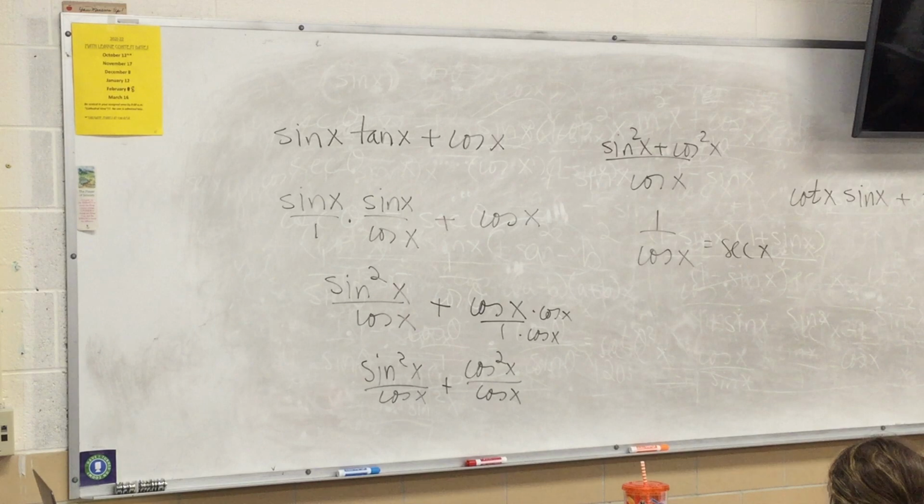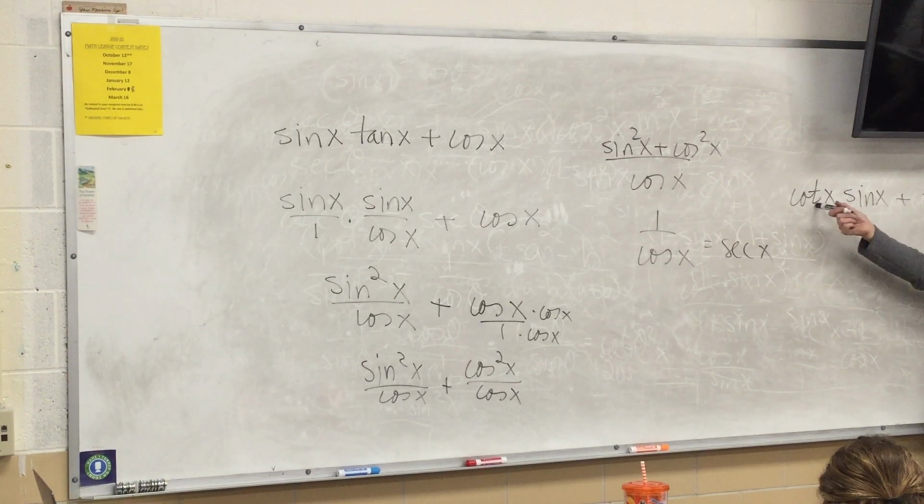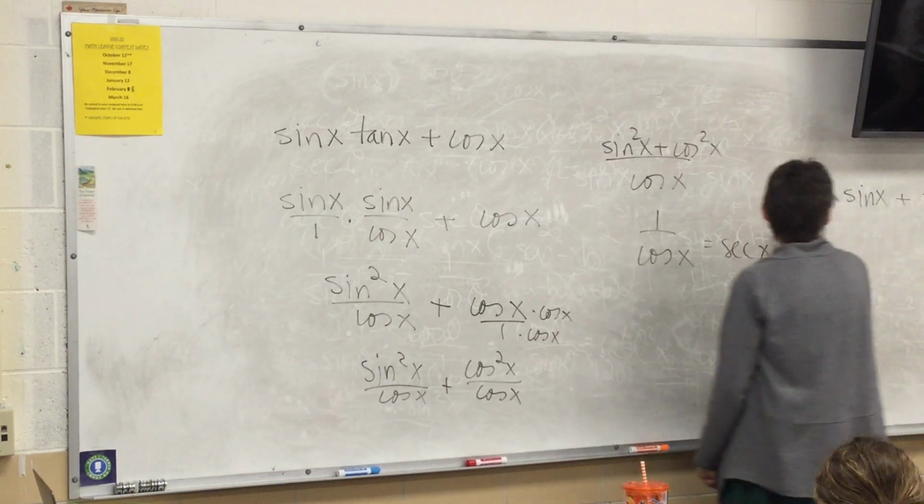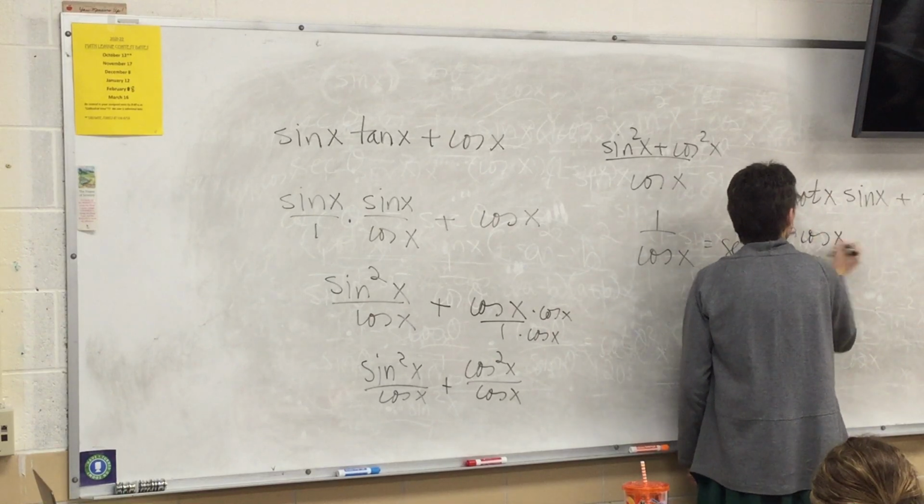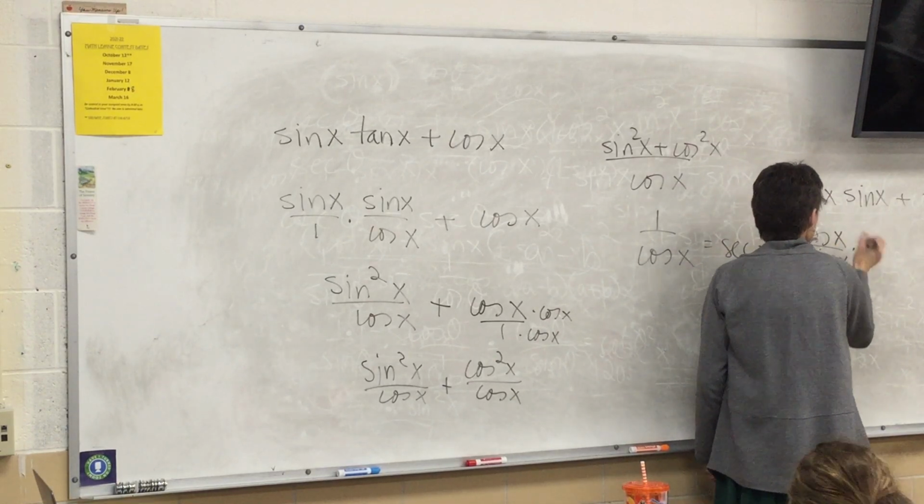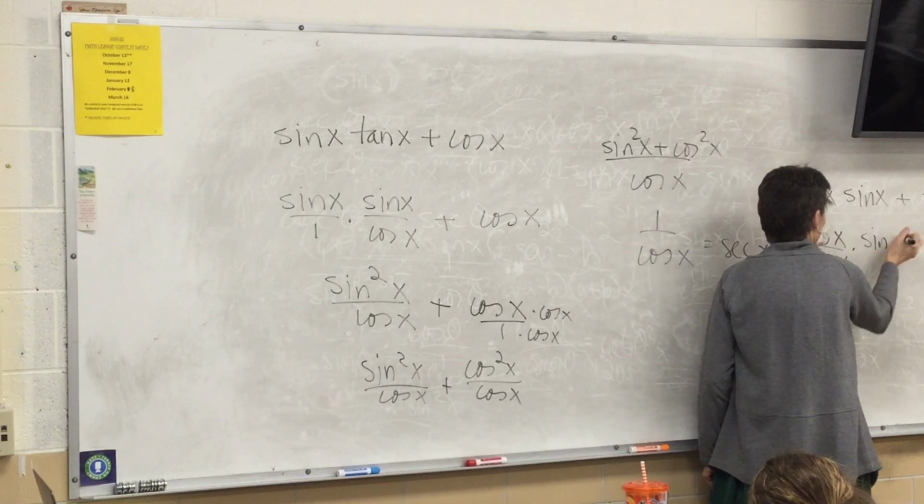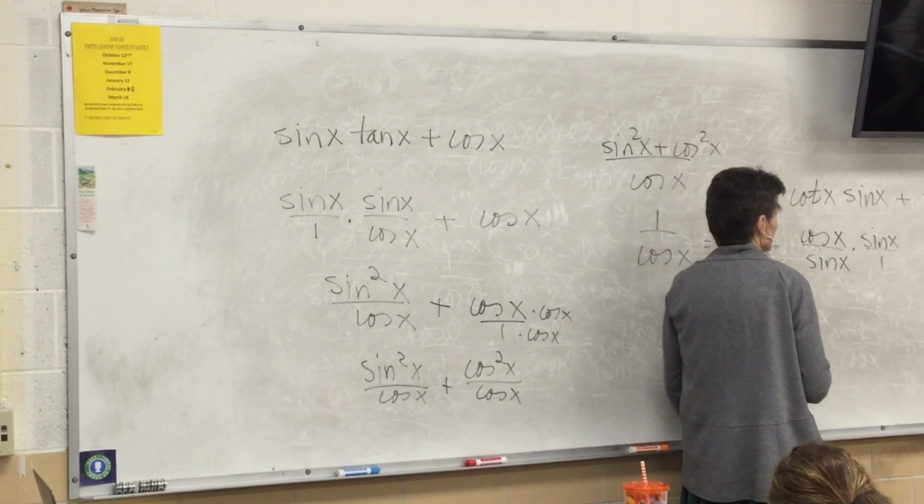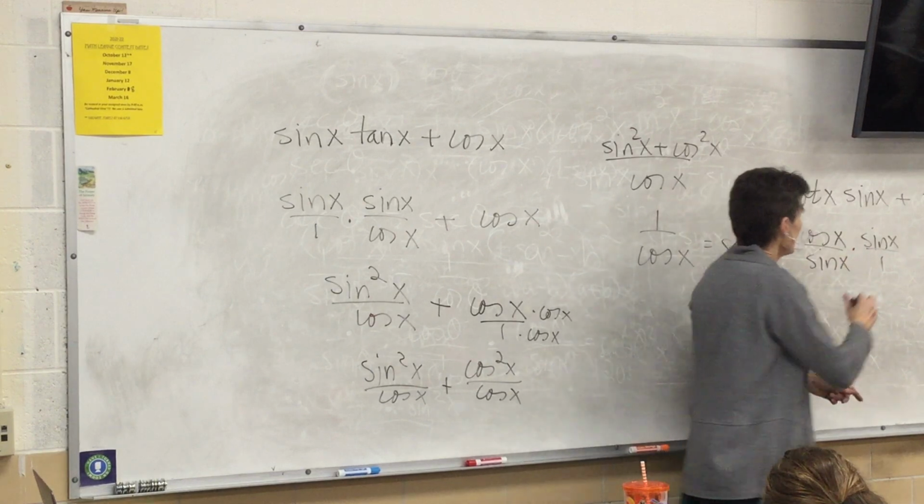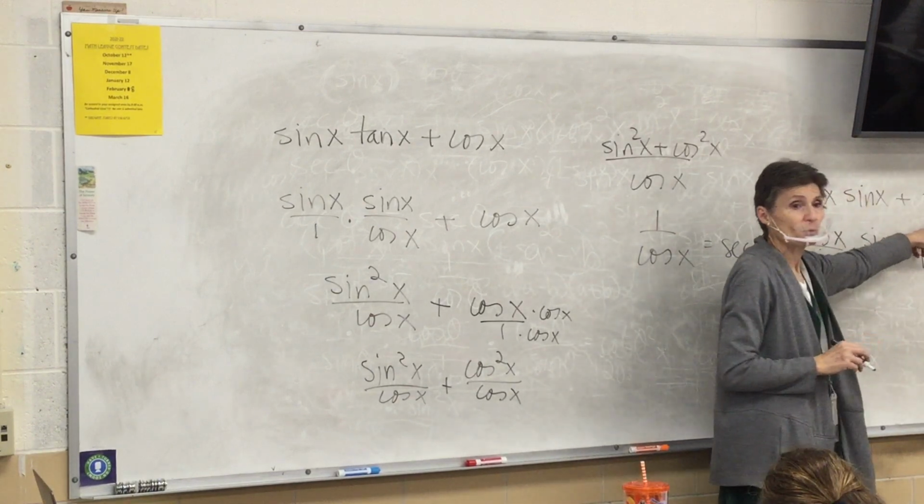So, what's your thought? Change these guys. What's cotangent? 1 over tangent. Well, it's 1 over tangent. What else is it? Cosine over sine. So I'll change this guy into cosine over sine, and he's times sine over 1. These two are multiplied. Plus, now I'll do the same thing with my tangent.